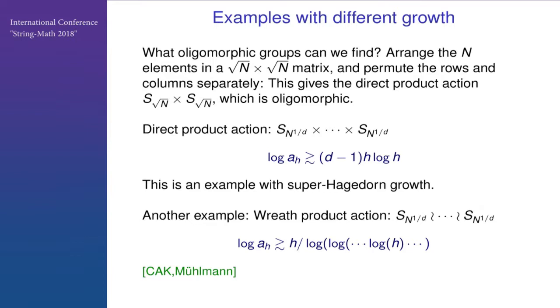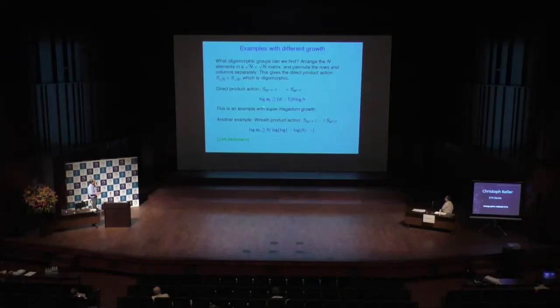And fairly obviously, we can immediately generalize this if we don't take a matrix, but some higher rank tensor, where there are going to be d copies of the symmetric group, and they're going to act on the various indices of the tensor. And what you find is you do indeed get a different growth.